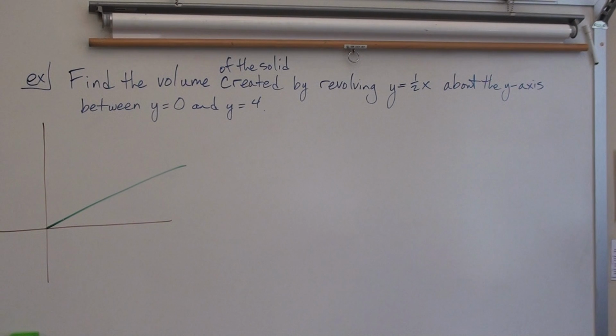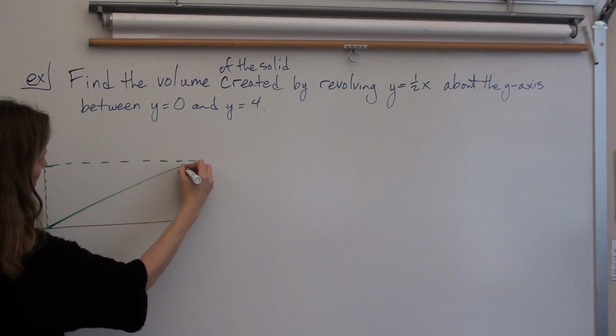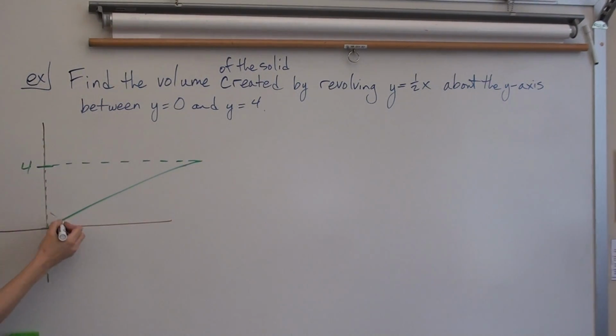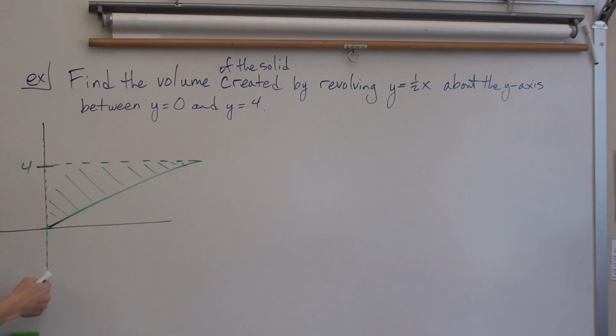We are revolving this about the y-axis, so our axis is actually this line right here. And we're going from y equals 0 to y equals 4. So this is the region that we are revolving, and we're revolving it about the y-axis. Is the y-axis vertical or horizontal? Vertical. It's vertical. The y-axis is vertical.